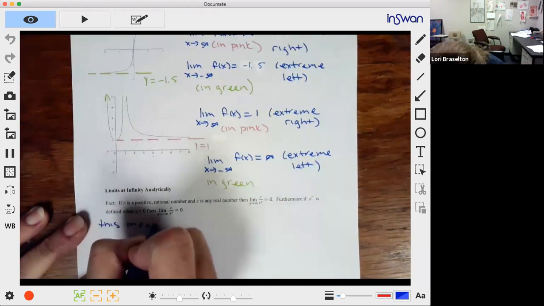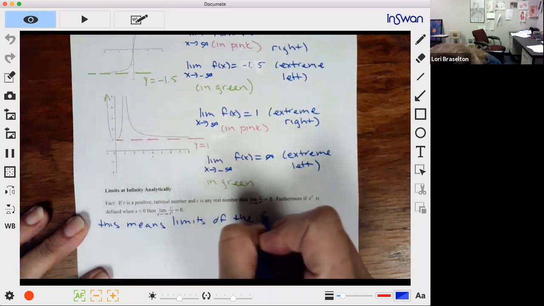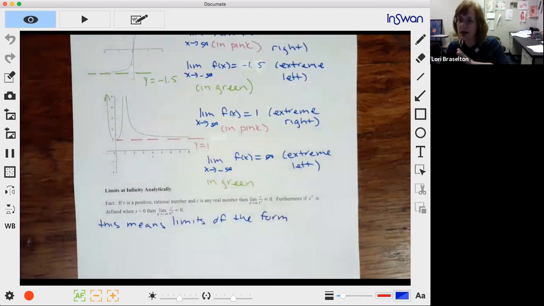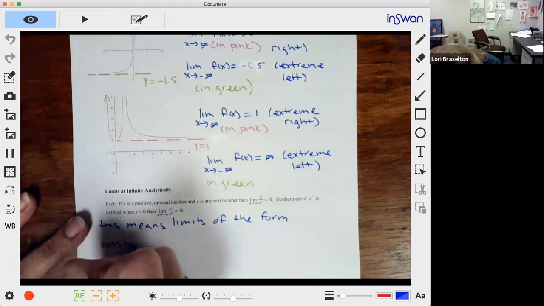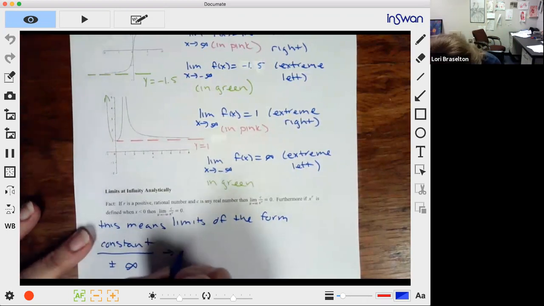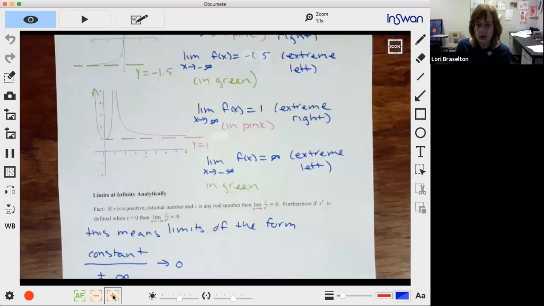This means limits of the form, and if I allow myself to think about substitution for a minute, now, I shouldn't substitute infinity or negative infinity. They aren't numbers. You should only substitute numbers. But now that I said that we shouldn't do it, let's do it anyway. Limits of the form constant over plus or minus infinity go to 0. And let's zoom in just a little bit here, so you can see it a little bit better.